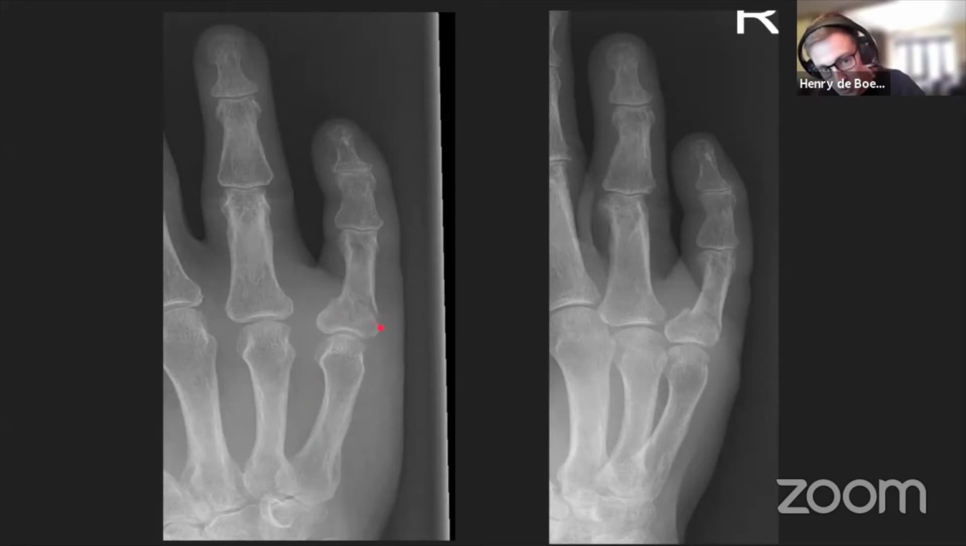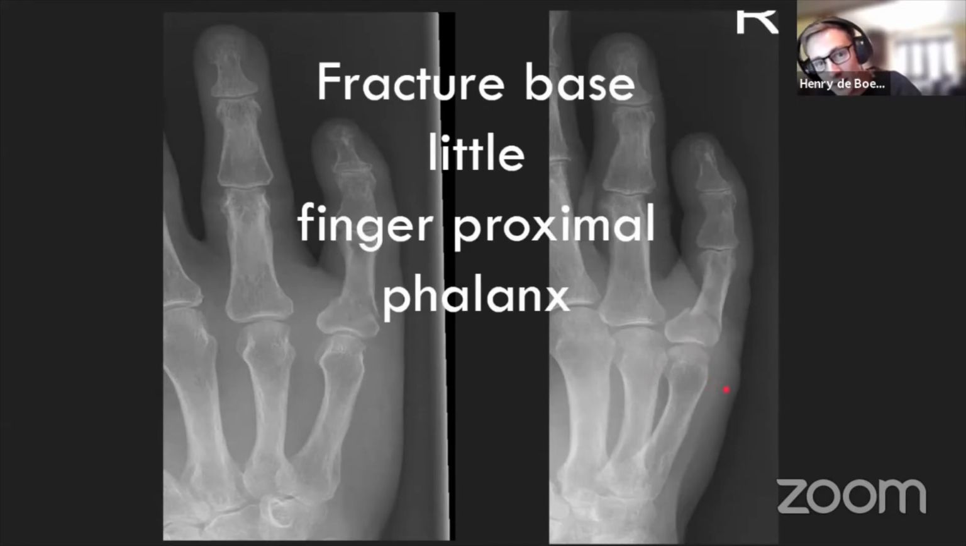You can see the cortex here is irregular, it's broken as a step on both sides with a lucent line running in between. And on the oblique, we can see again, step in the cortex, lucent line, but not particularly displaced. So I would probably describe that as a transverse, minimally displaced fracture to the base of the little finger, proximal phalanx.